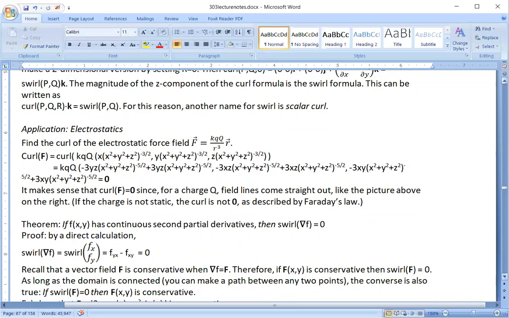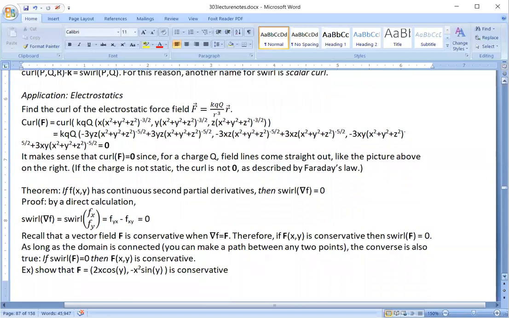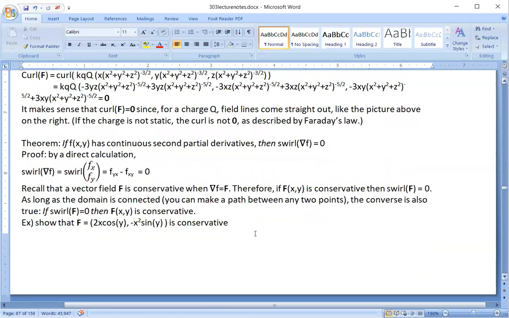So let us use this to show something. So here's a vector field, and let's show that it's conservative. So if we want to show a vector field is conservative, what would show that? We calculate the swirl. So let's go ahead and do it.